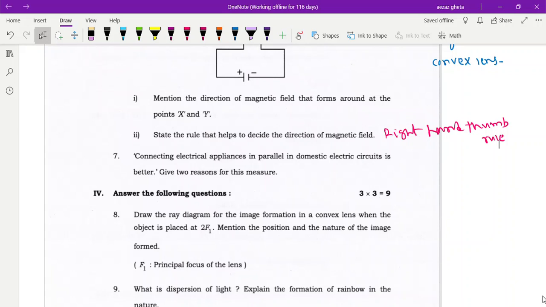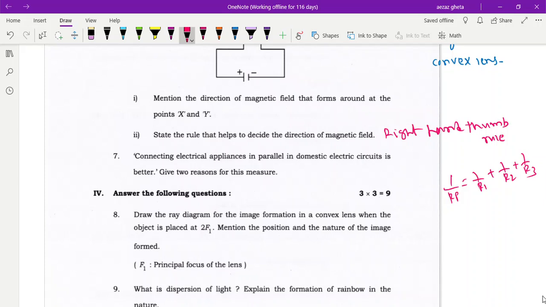Give two reasons, they said. The second reason, you can say, is that the total resistance is lesser than the individual resistance. In series, the total resistance is more, and in parallel, the total resistance is lesser than the individual resistance. So that is another reason you can write. Total resistance is less, as in the formula 1/Rp = 1/R1 + 1/R2 + 1/R3. So this is the reason it is better to connect electrical appliances in parallel. If one component or appliance fails, the others will work.